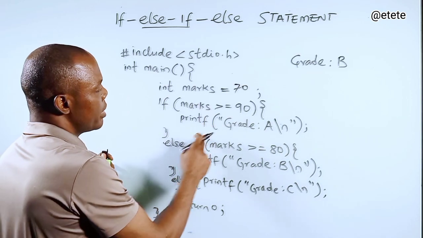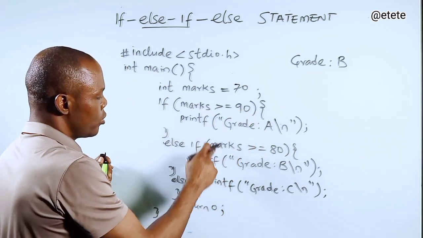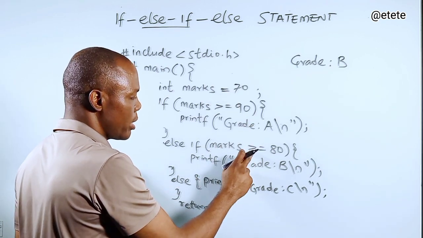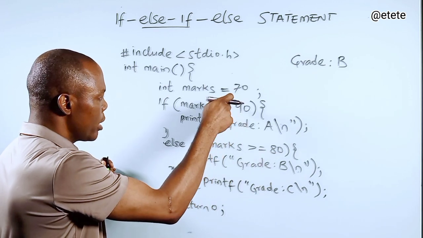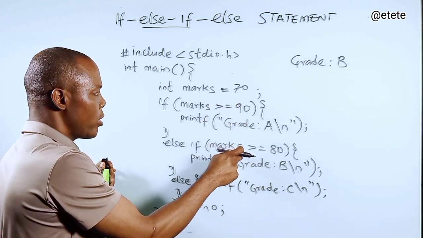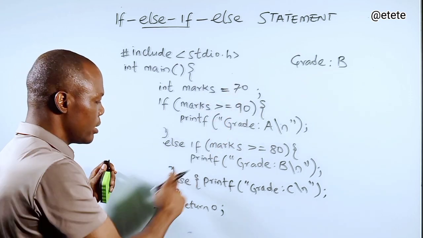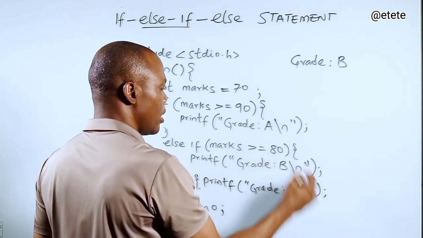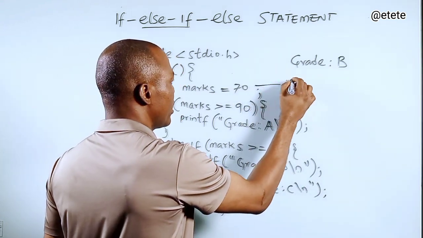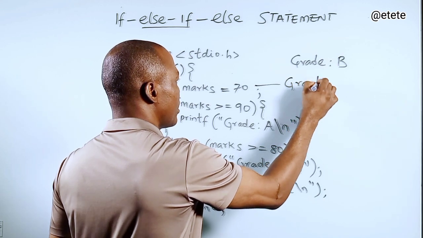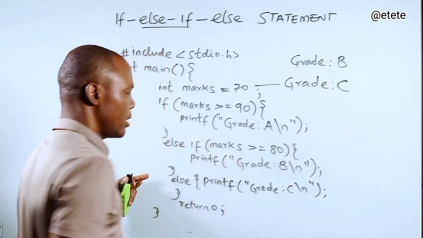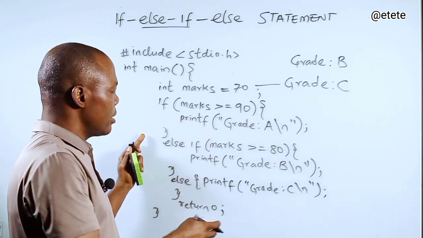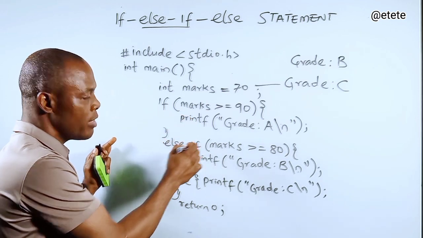Now, if I change this to 70, right? It will come in here, it will not enter this block. It will come in here, mark is 70, is not greater than or equals to 80. So this and this are not true. So this is 70. It will just come to this else block and print grade is C. So this one will give me grade C, right? Then it will return to the operating system.